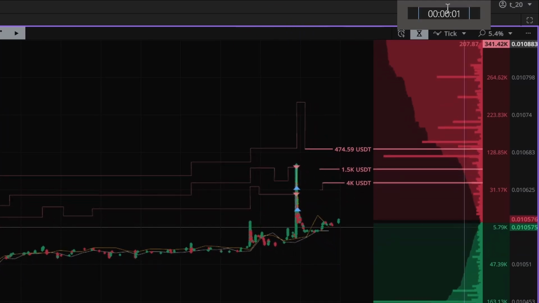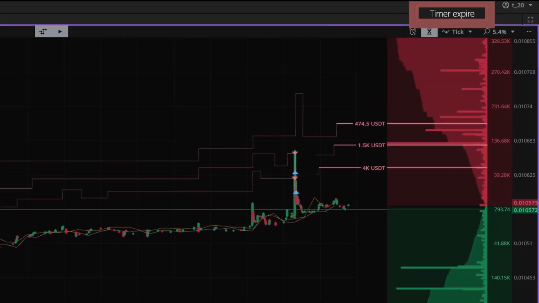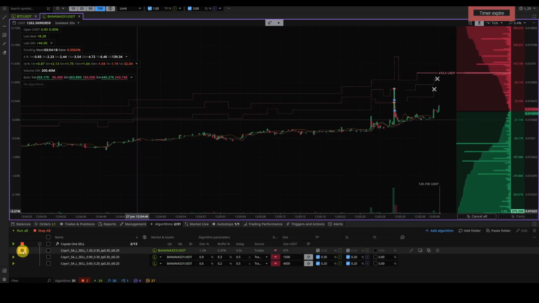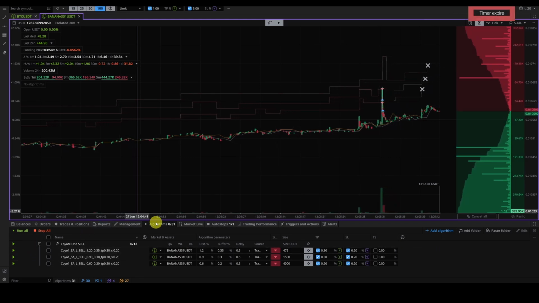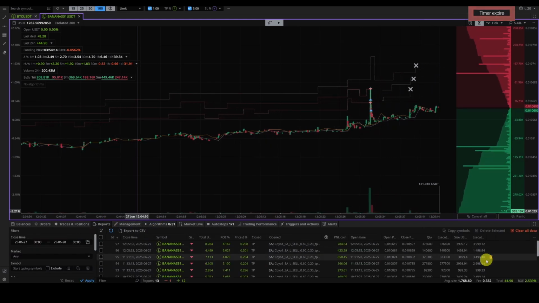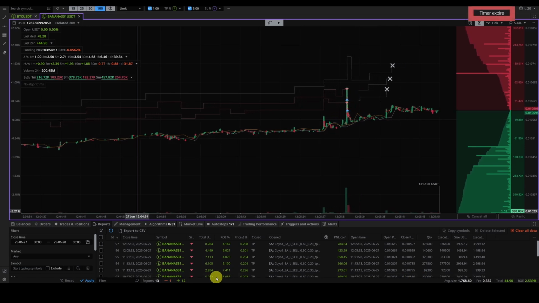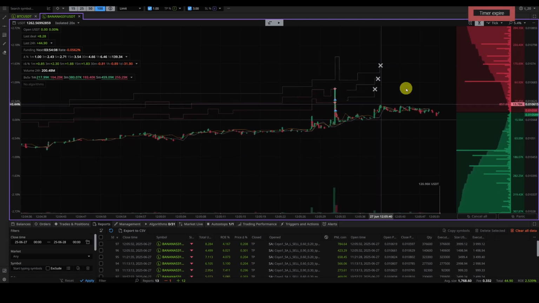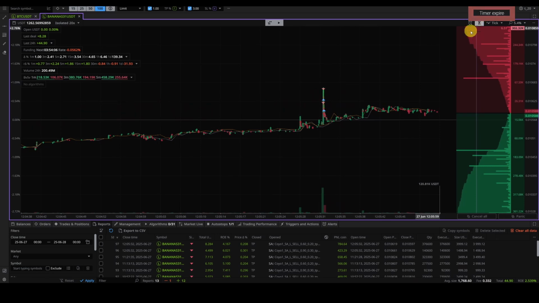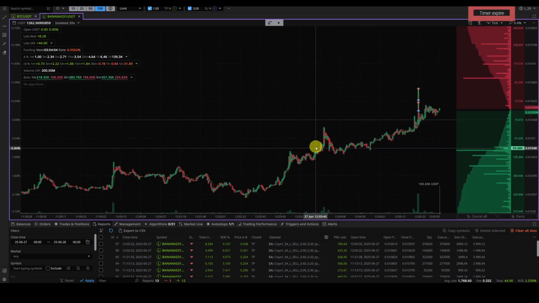Wow! With the timer expired, I'm stopping all the algorithms, very satisfied with the result. That last shot brought in almost 13 USDT at the very last moment, closing out the session at plus 45. Guess that buys me quite a lot of bananas.